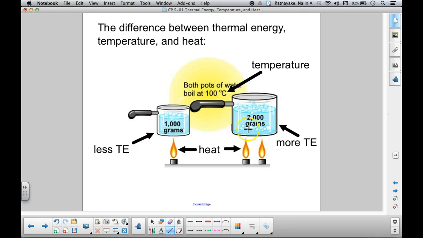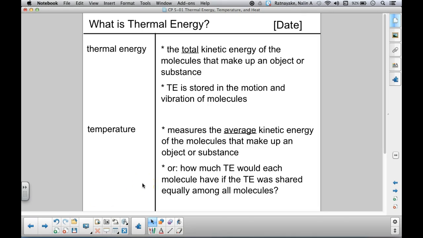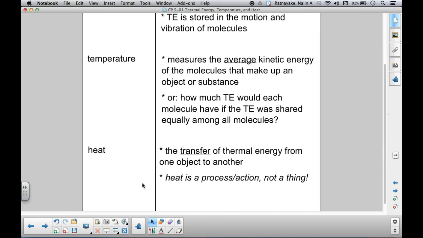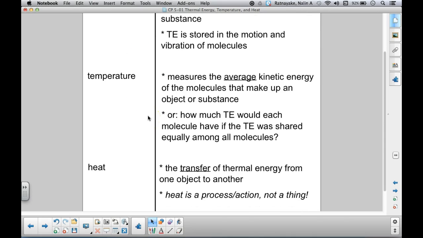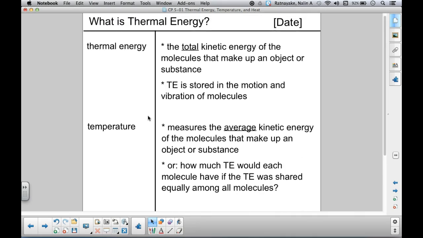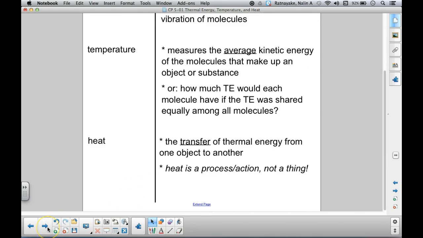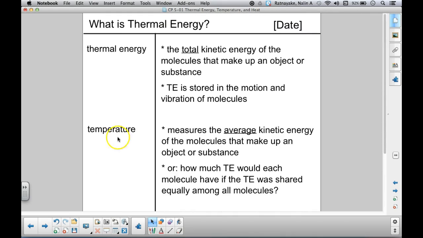So even though they're at the same temperature, they have more thermal energy on the right-hand side. So now that you have that example to help you understand the difference, go back to your notes and annotate on the left-hand side with any new insights that you have, connections or examples that you'd like to add to your notes that help you understand thermal energy, temperature, and heat.